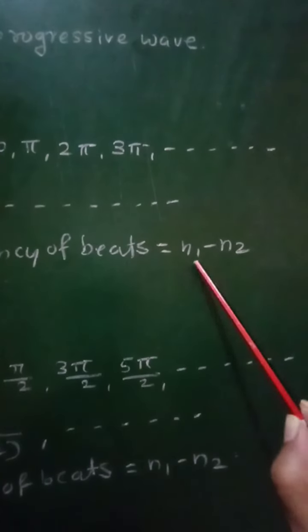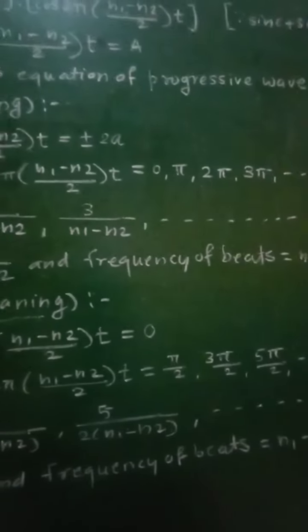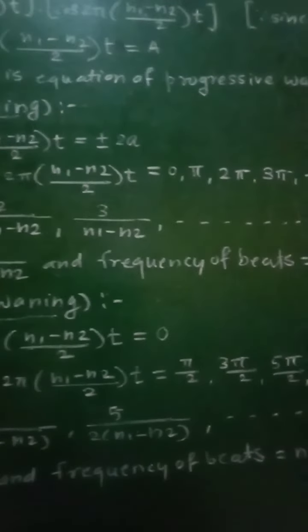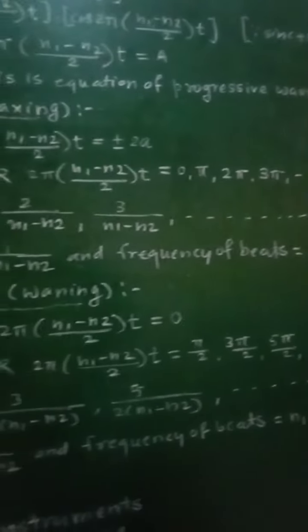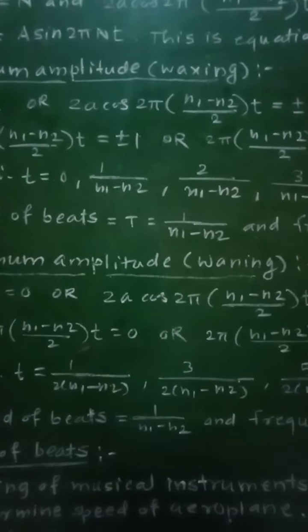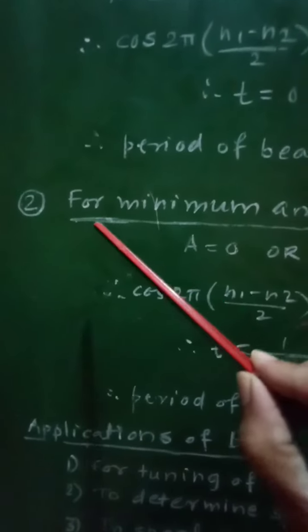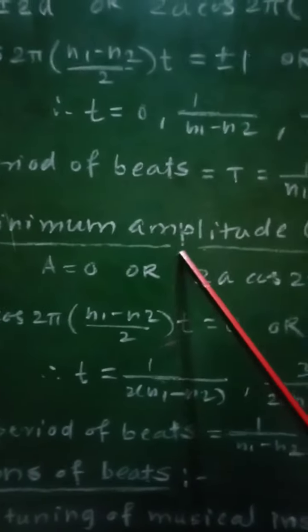Frequency of beats equal to n1 minus n2. So this will be the expression for period and the frequency if we consider the maximum amplitude of the sound, that is during the waxing. Now let us consider the second case for minimum amplitude.